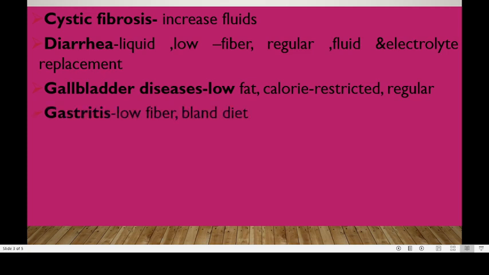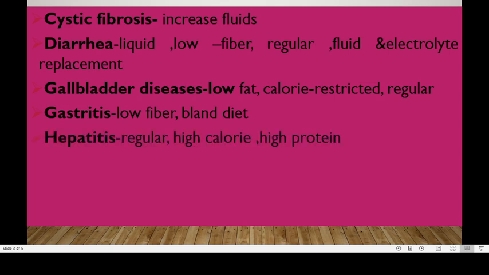For patients with gastritis, they need low fiber and a bland diet. Remember, a bland diet is a diet consisting of foods that are generally soft, low in dietary fiber, cooked rather than raw, and not that spicy.